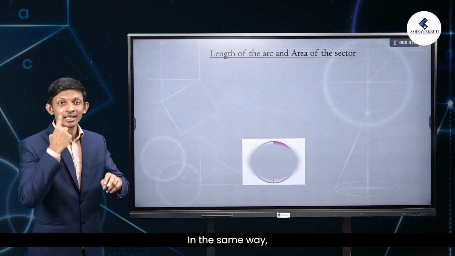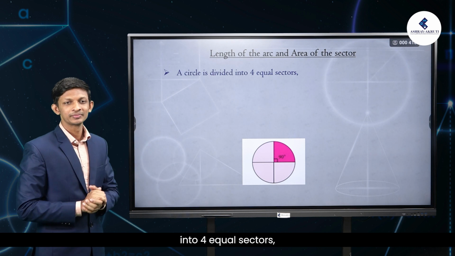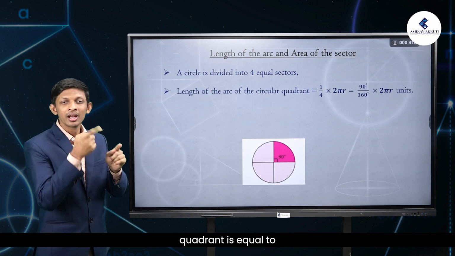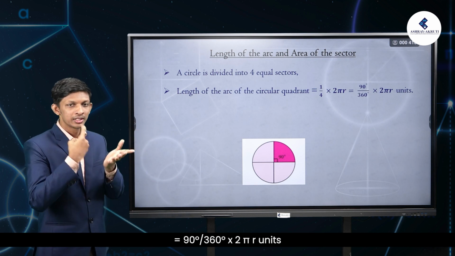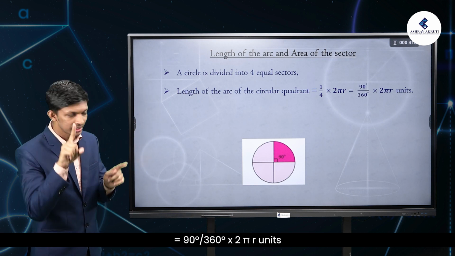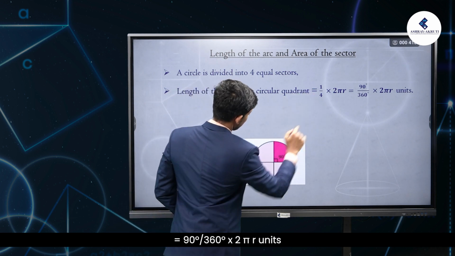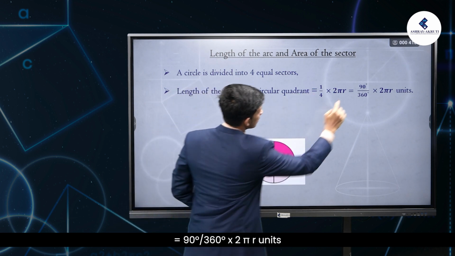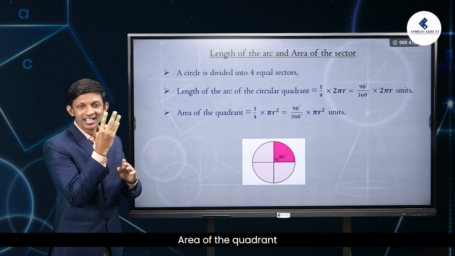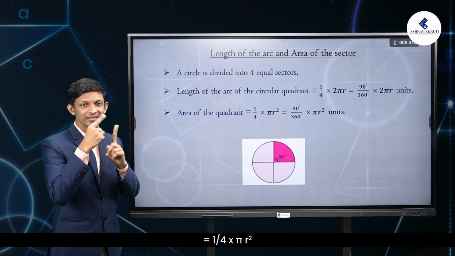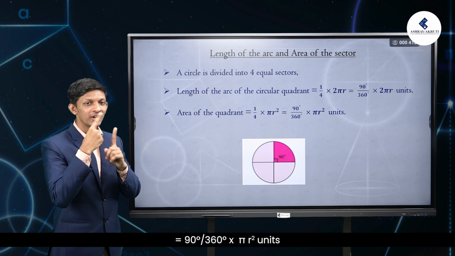In the same way, if a circle is divided into 4 equal sectors, length of the arc of the circular quadrant is equal to 1 by 4 into 2 pi r, which is equal to 90 by 360 into 2 pi r units. Area of the quadrant is equal to 1 by 4 into pi r square, which is equal to 90 by 360 into pi r square units.